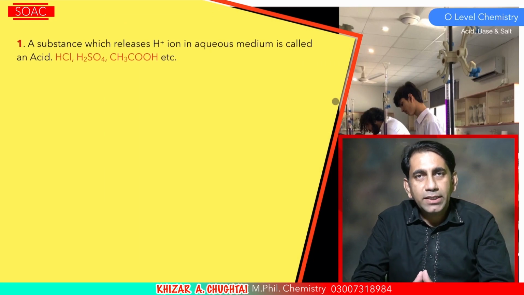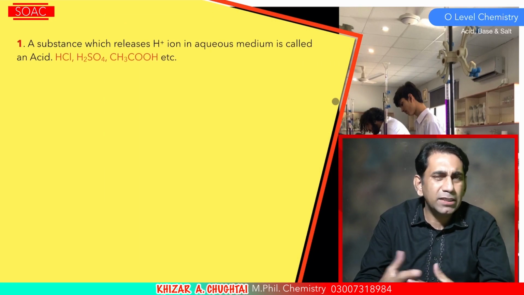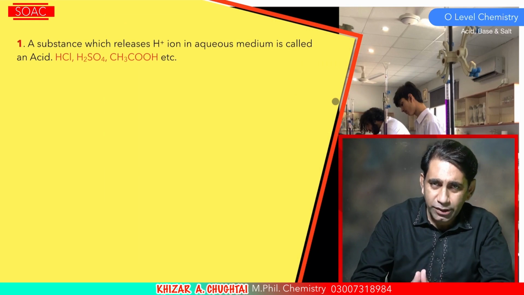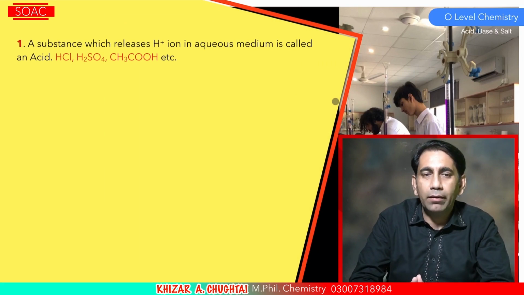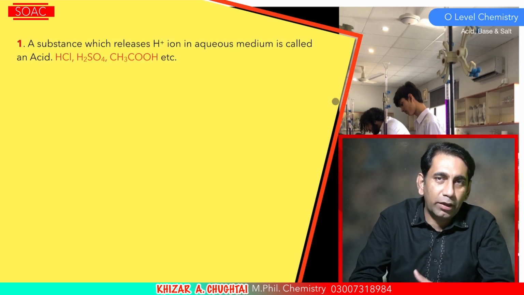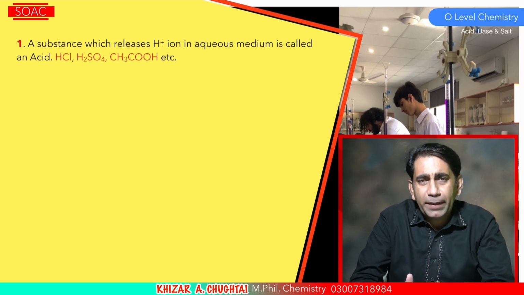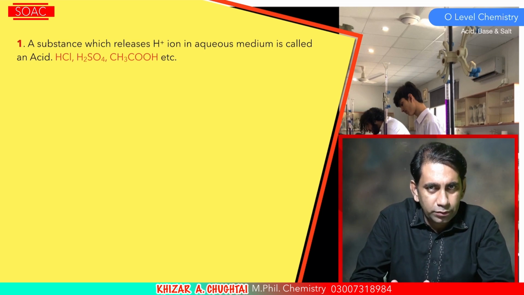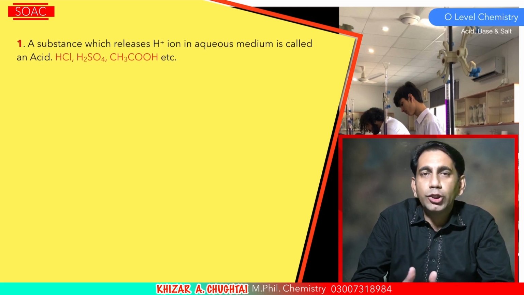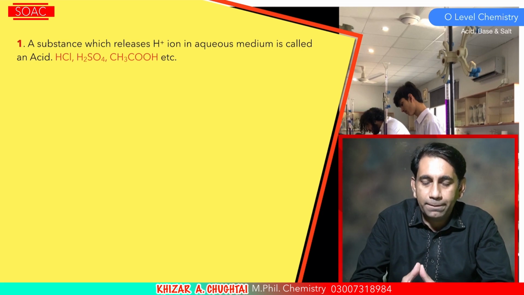A substance that releases a positive ion in aqueous medium is called an acid. Any substance that releases a positive ion in aqueous medium is called an acid. For example, HCl, H2SO4, methanoic acid or ethanoic acid. Basically, if hydrogen is present with a halogen, HCl, HBr, HI, then it is said to be an acid.